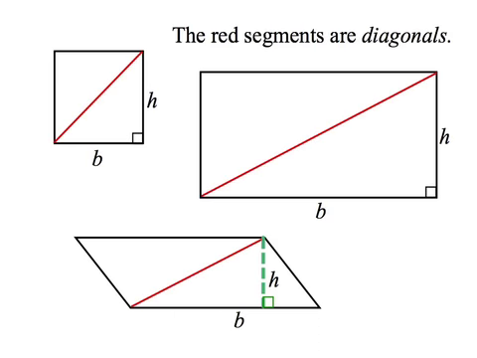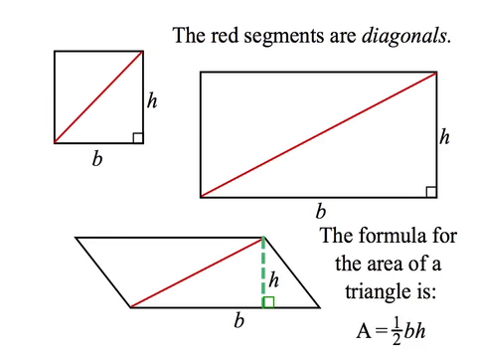Now we draw some red segments where we connect opposite corner points, also known as vertices, and these red segments are called diagonals. I think you can see that each one of these diagonals divides each shape in half. You can also see that half of one of these parallelograms is a triangle. So that gives us the formula for the area of a triangle: one half times the length of the base times the length of the height, or saying it quickly, one half the base times the height.